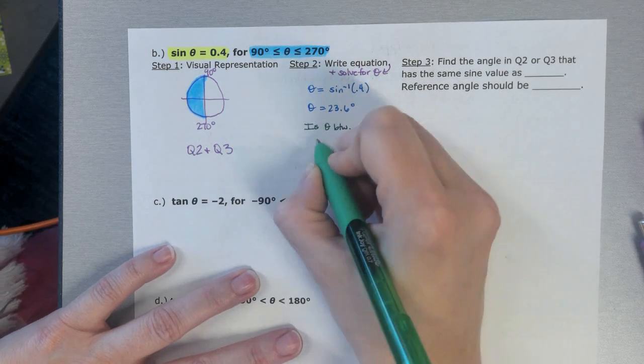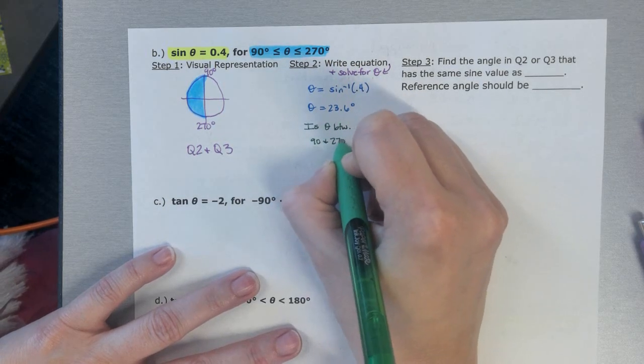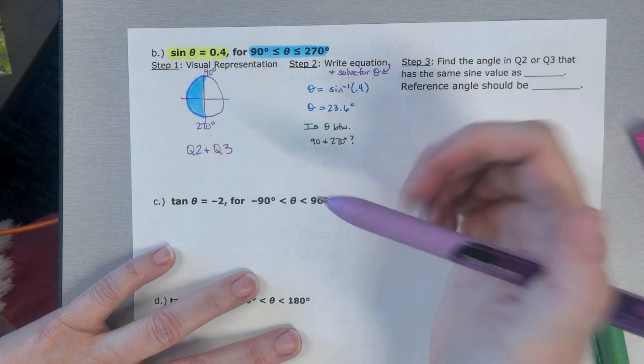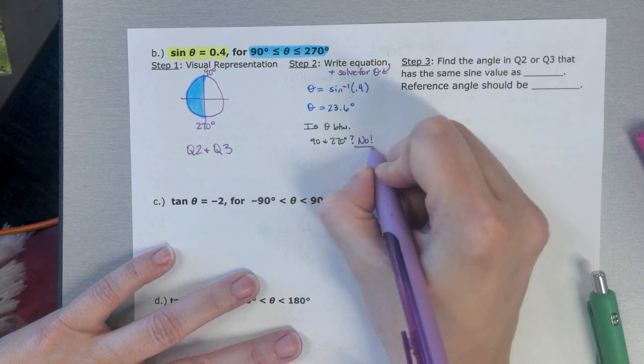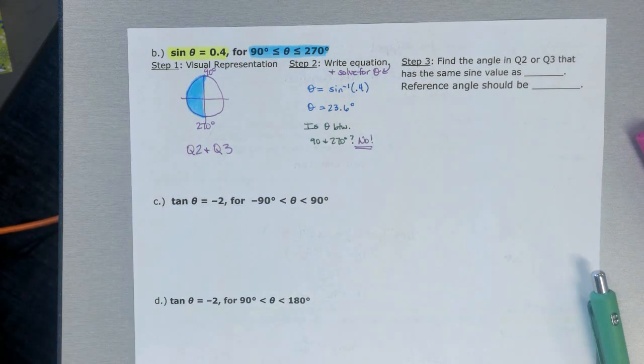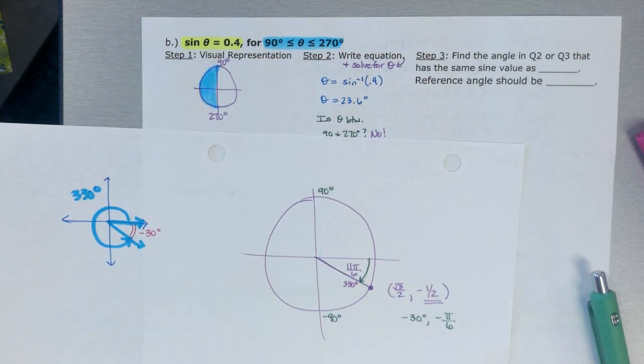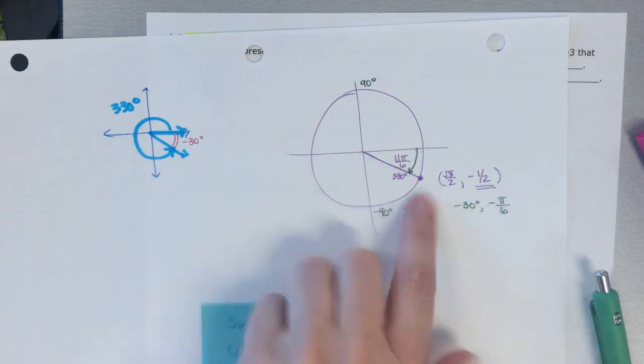So is theta between 90 and 270? And if the answer is no, then you have to find the proper equivalent angle in the correct quadrant. Okay, so if your theta value is not in between the given restrictions, that's okay. You have to find the equivalent angle. To help you understand this a little bit better, I want you to think about this equation that we just looked at and think back to what we were doing yesterday.